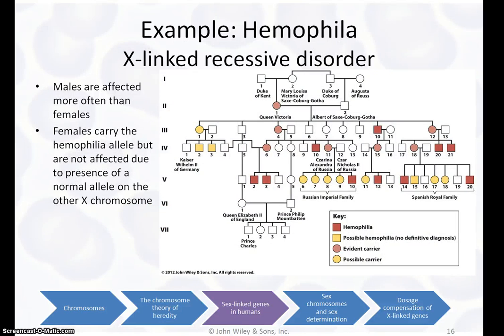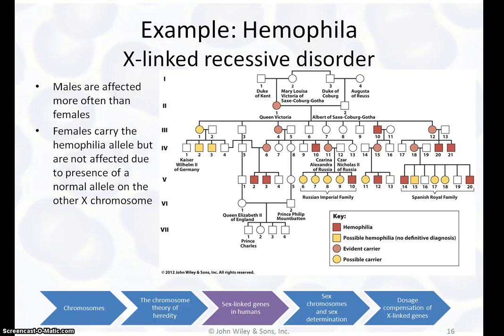So let's look at the inheritance of an X-linked recessive disorder in humans. One we can think of is hemophilia. There are many human traits that we think about being associated with the X chromosome, and some you've probably heard of. You've probably heard of hemophilia. You've probably heard of color vision or color blindness, which we'll talk about in just a moment. Well, here we're going to look at hemophilia.